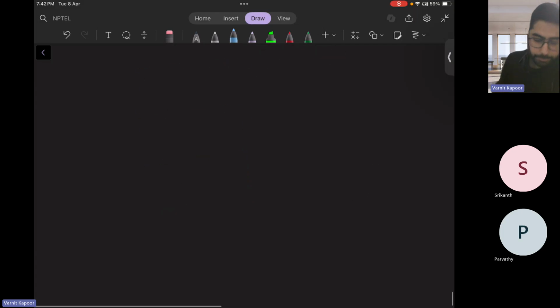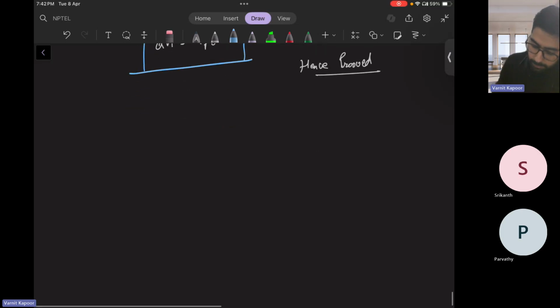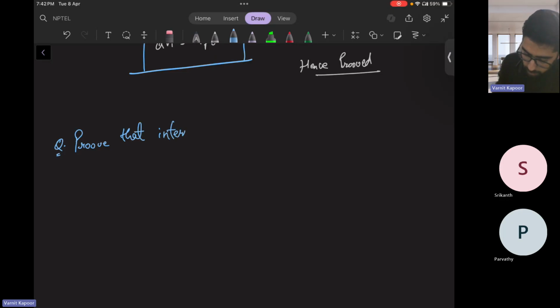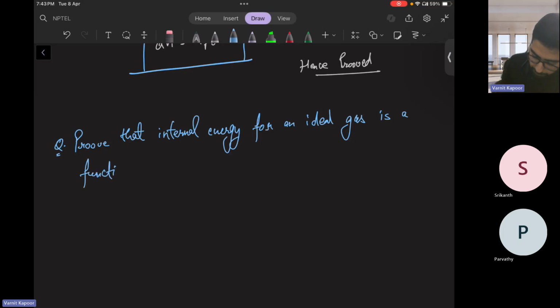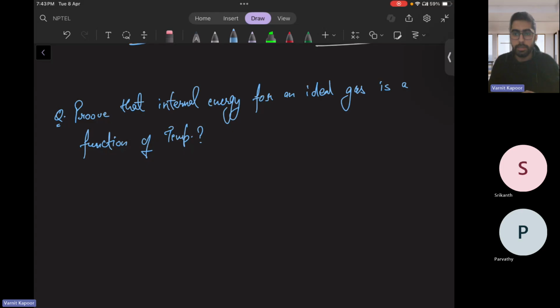Okay. Next, we have to prove that internal energy for an ideal gas is a function of temperature. Okay, do this. Take a few minutes and do it.